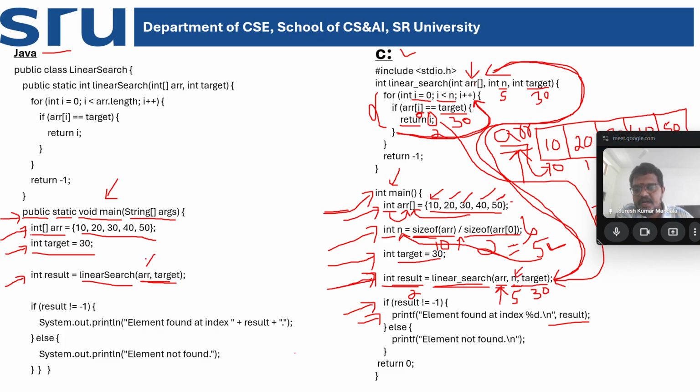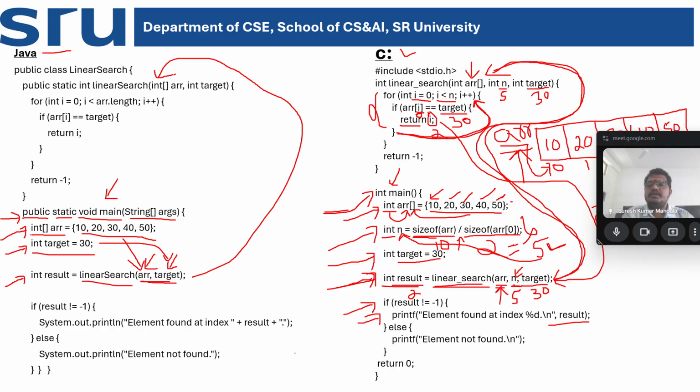The first parameter, the array, will have all these values passed. The target variable will have 30, and this 30 will be passed. From here the control jumps to the function. ARR will store all the values 10, 20, 30, 40, 50. The target value is stored as 30. After that, this is the function declaration. Then the control enters the inner function, for loop int I with 0.